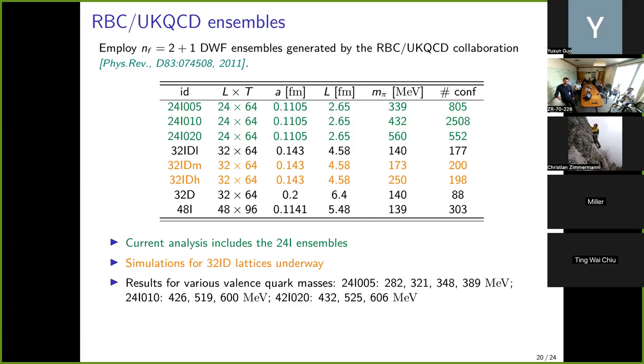For each of these ensembles, we perform the calculation for various valence quark masses. So remember, the valence quark mass is basically a parameter for the propagators, which we use to build up the contractions.